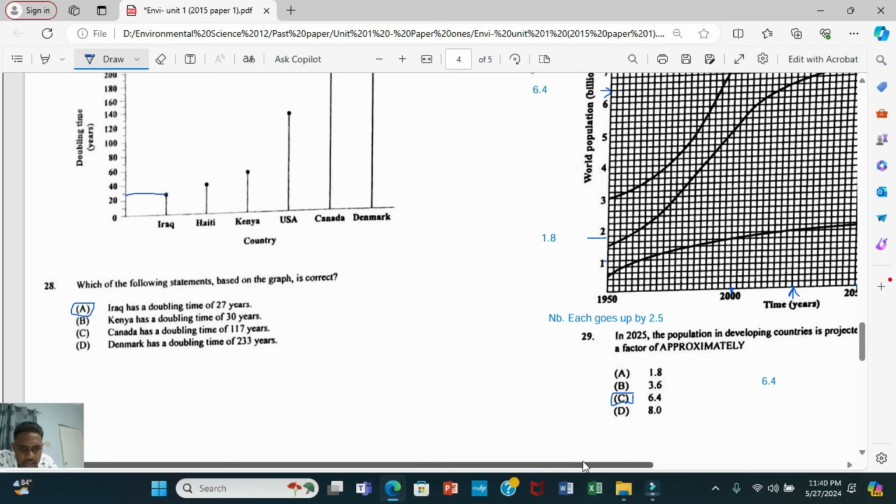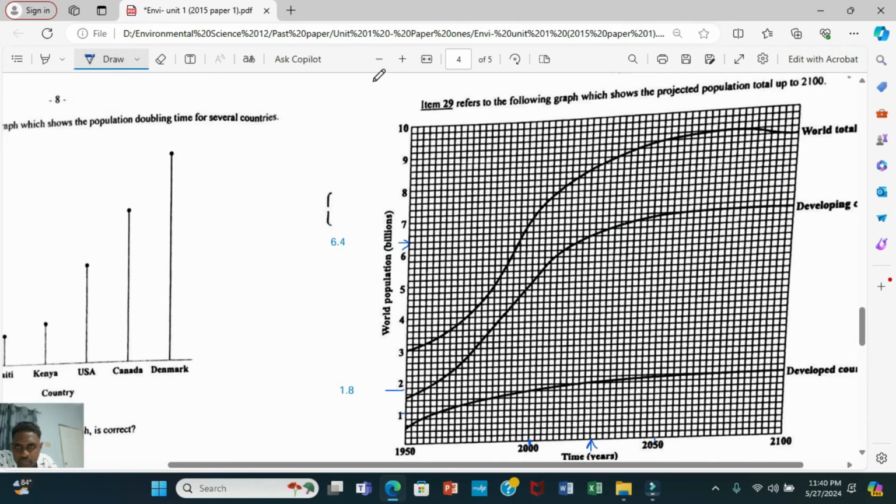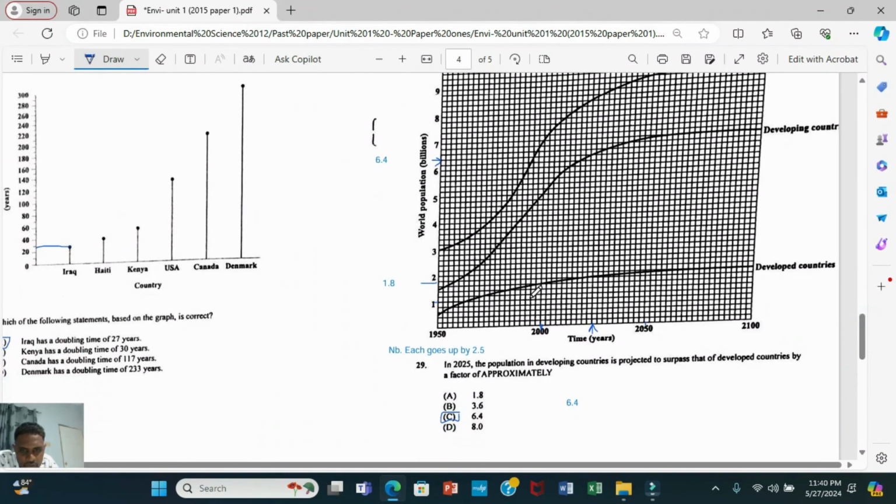All right, 29. Item 29 refers to the following graph, which shows the projected population total up to 2100. It says in 2025, the population in developing countries is projected to surpass that of developed countries by a factor of approximately, and that's 6.4, because it's 2025, that's right here. They're counting up by 2.5, right? So the mark would be here, and then you read it off right here. It should be 6.4.